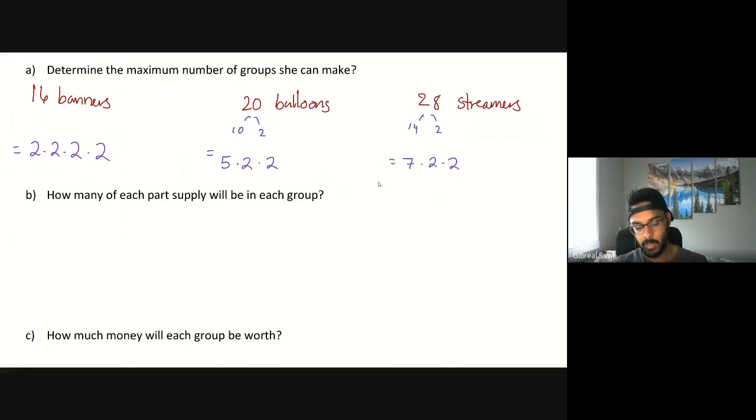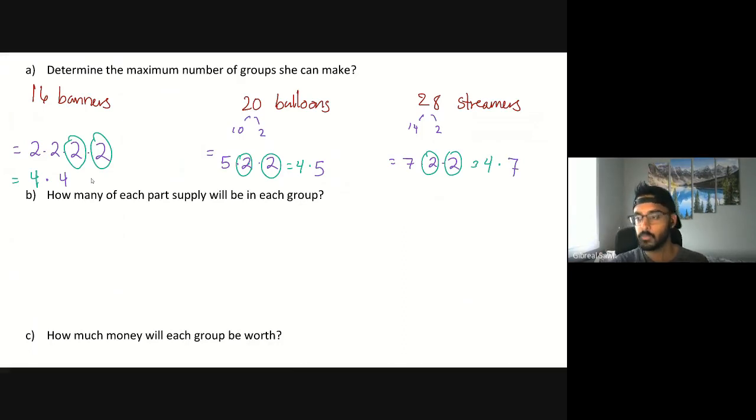Now if I figure out what's common, I'll take a 2 from each. I'll take a second 2 from each. And that's it, right? That's pretty much all I can do. So if I rewrite this in terms of that common factor now, I have 4 multiplied with 4. For the other one, the balloons, you've got 4 multiplied with 5. And then for the last one, you've got a 4 multiplied with 7. Okay. So this really tells me that there's 4 in common to both.